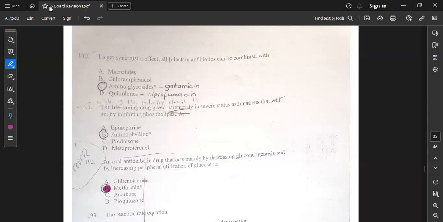Major side effects are UTI and DKA. And the examples are dapagliflozin and empagliflozin. You can add, I think that's what I have. Any additions?